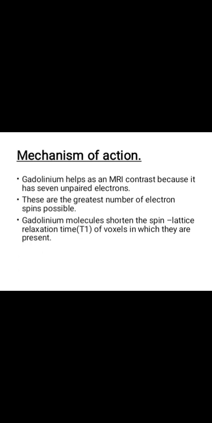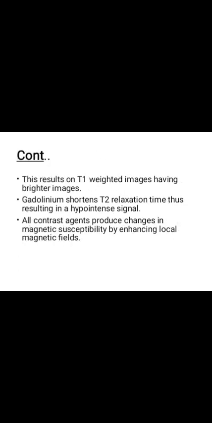By spin-lattice relaxation time, I mean the time it takes for a spin system to return to its equilibrium state after being perturbed by an external magnetic field. It is a measure of how quickly the spins in the system can relax back to their original state. T1 is typically measured in milliseconds and is used to characterize the properties of different materials. This results in T1-weighted images having brighter images.